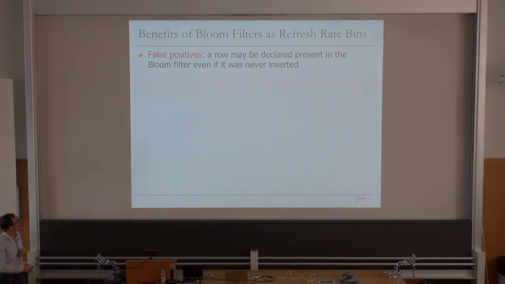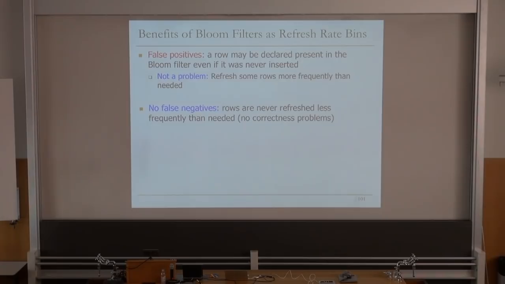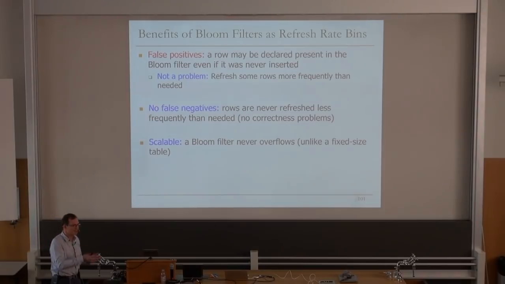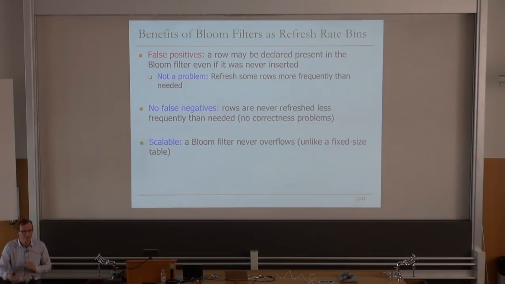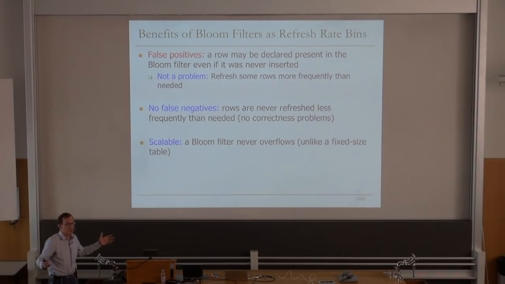Okay, basically, I already said this before, so I'm going to go through this relatively quickly. We can tolerate false positives here, but we cannot tolerate false negatives, but a Bloom filter doesn't give us false negatives, so that's good, no correctness problems. It's scalable. A Bloom filter never overflows, unlike a fixed size table. You could keep inserting stuff into it, you keep setting bits, your false positive rate keeps increasing, but you're never incorrect. You never run out of space, right? In the worst case, your false positive rate becomes 100%. Yes, you could argue that it's useless, but you don't run out of space. That's the idea. So that's beautiful.